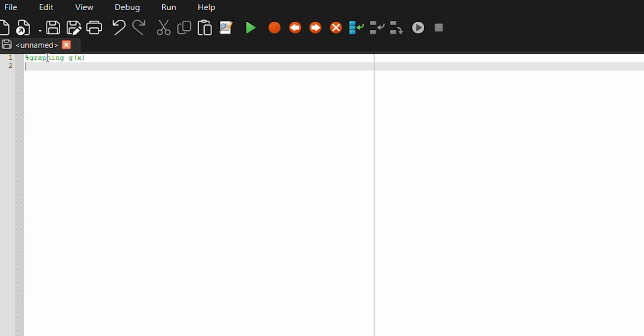Comments here are not like in Python. Commenting is like you're just saying what you're doing. It's not gonna run in the code and you're not gonna see them. In Python, it's a hashtag. Here it is a percentage sign. So what we're doing is graphing g at x, right? So how are we gonna graph g at x?